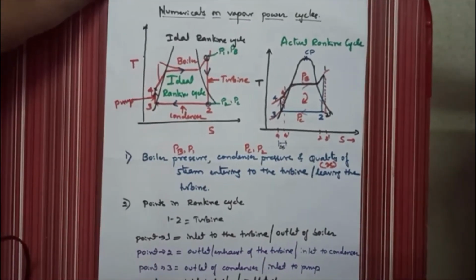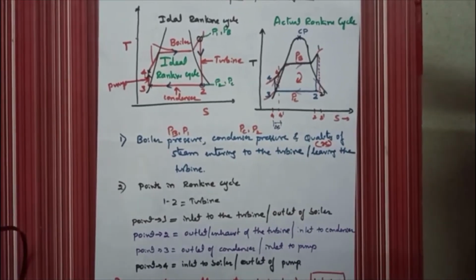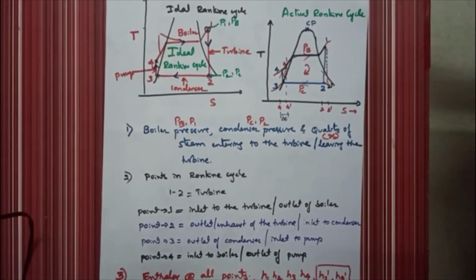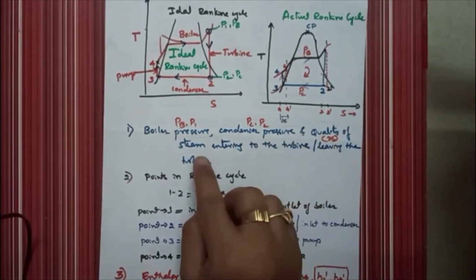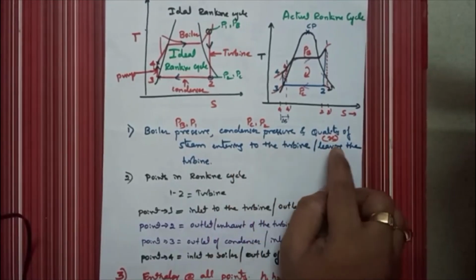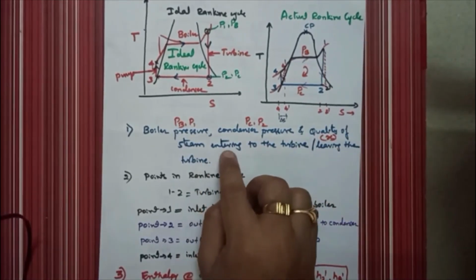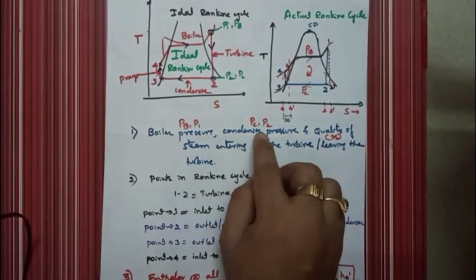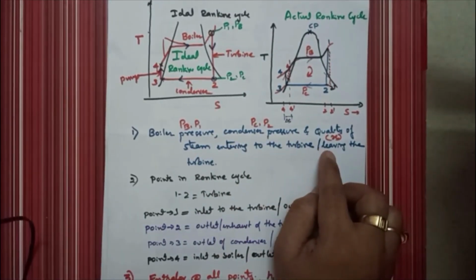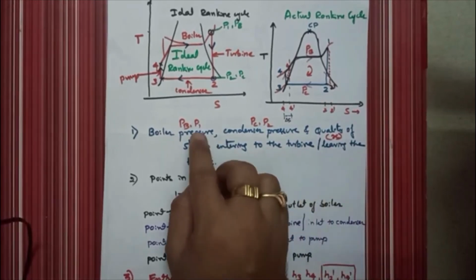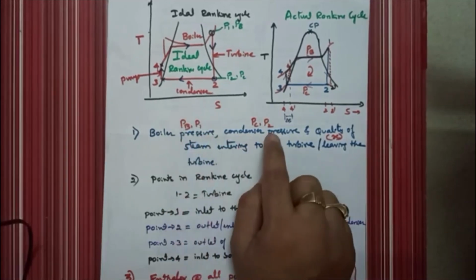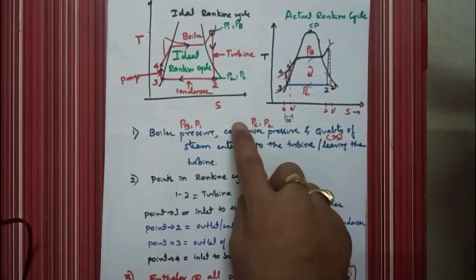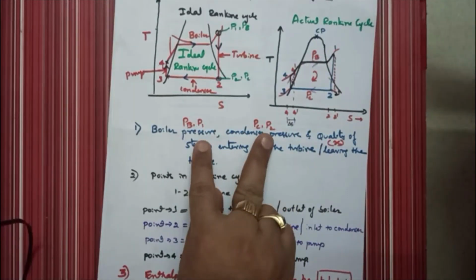Before solving numericals, first you have to write the given data. In the given data you will be given boiler pressure, condenser pressure and quality of steam entering or leaving the turbine. These three data are the minimum data required for solving numericals. Boiler pressure will be represented by P1, this is the highest pressure, and condenser pressure will be represented by P2 or PC, this is the lowest pressure. The entire cycle is operating between these two pressures.